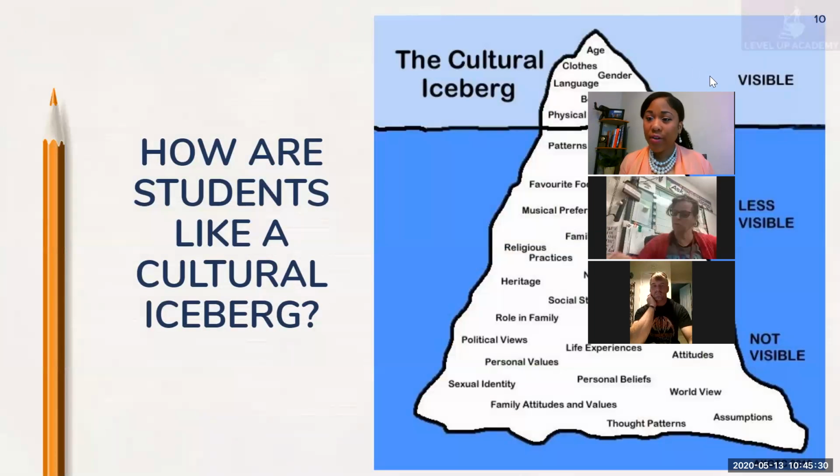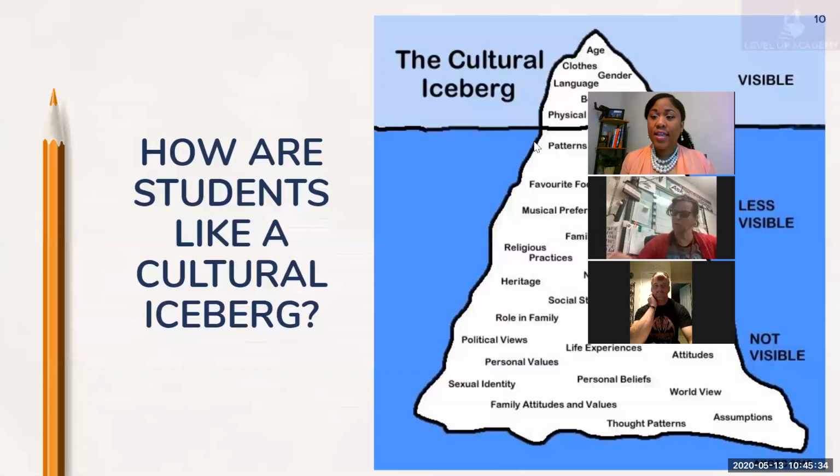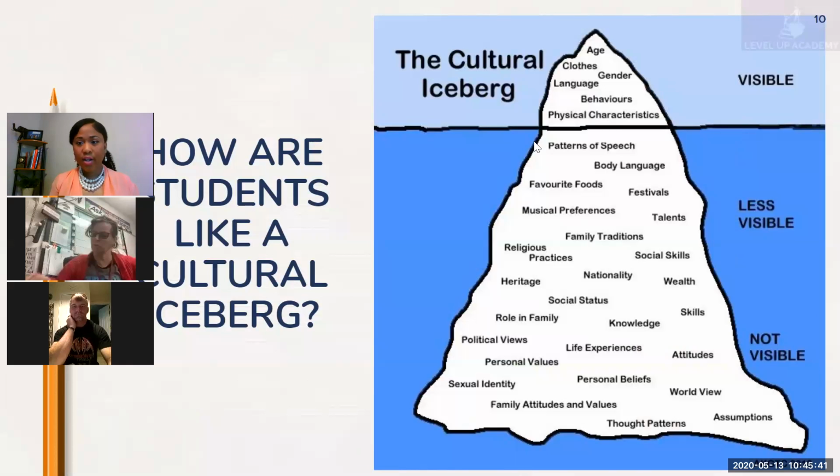All right, I'm wondering if anybody has also seen this image. This is a cultural iceberg. So I want you to think about, how are students like a cultural iceberg? There are things that we can definitely see when we enter our buildings. We perhaps can gauge how old they are. We can definitely see the clothes they're wearing, the gender they are, even the language they speak, physical characteristics that they have, behaviors that they exhibit.